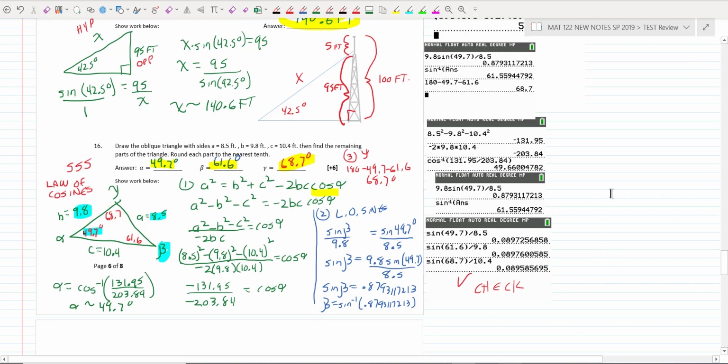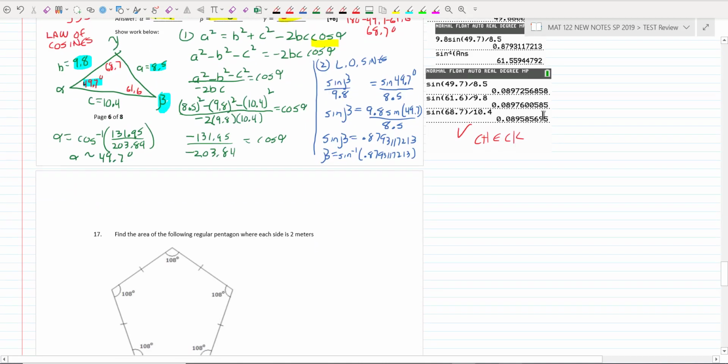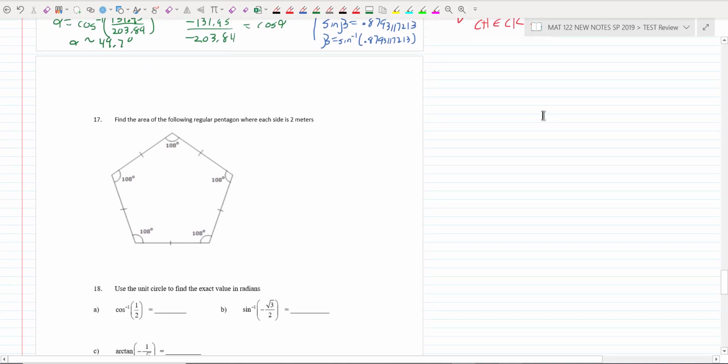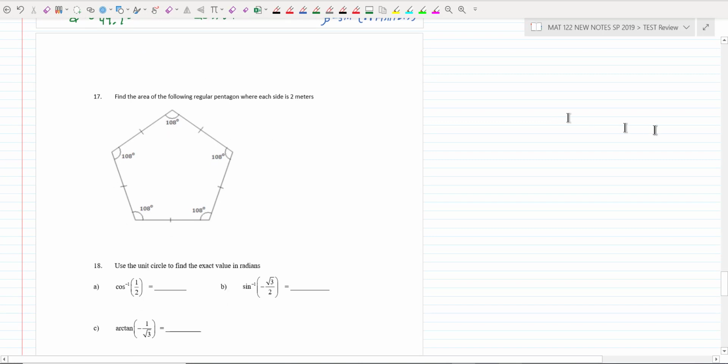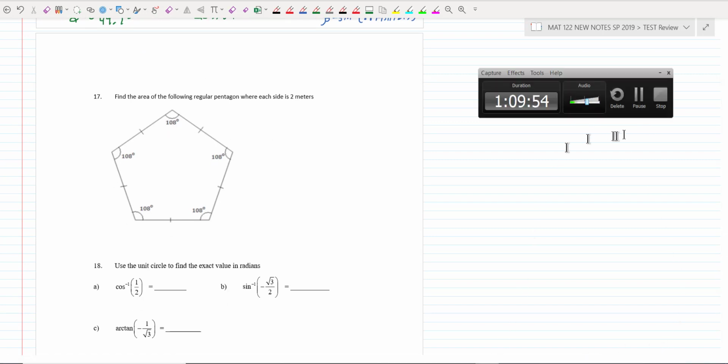So those are a couple of law of cosines, law of sines problems. That's a good problem because it tests both law of sines and law of cosines together. So that's one of the reasons I like that. Okay, here's another area of triangle problem. So I'm going to go ahead and go through this.